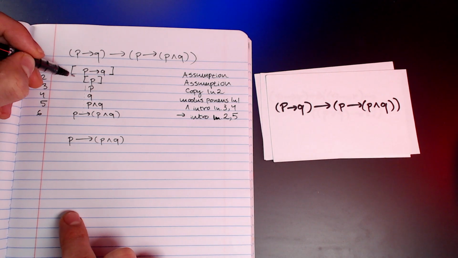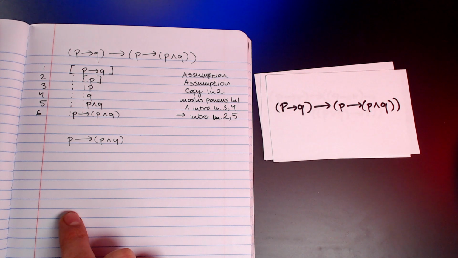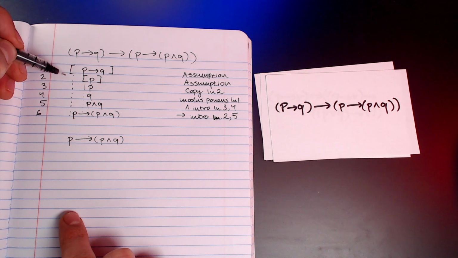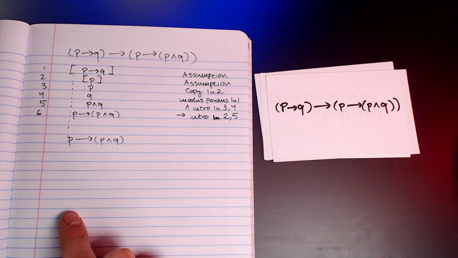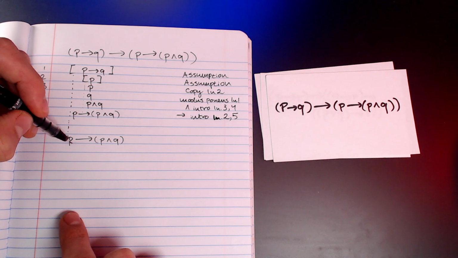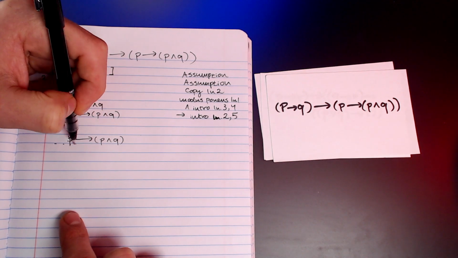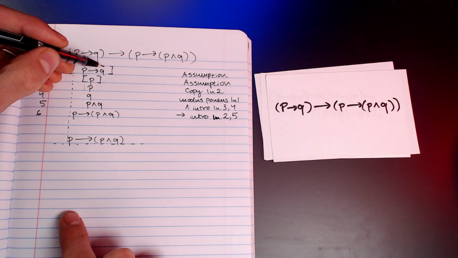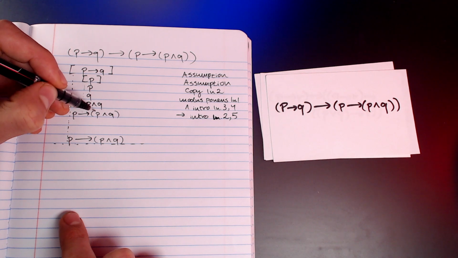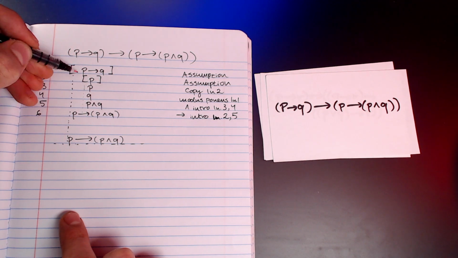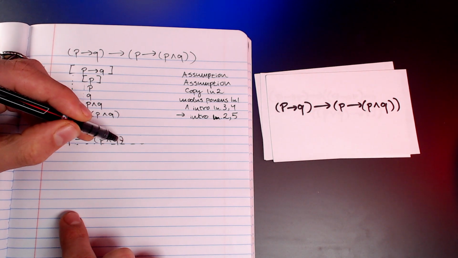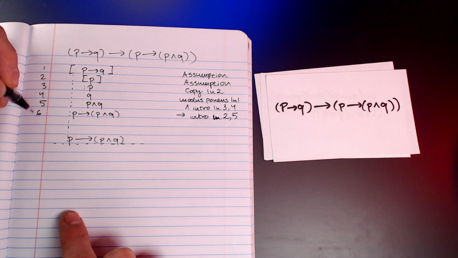Now what? We're under this assumption, and as you can see, we kind of already reached what we wanted, right? So we can say under this assumption that if P implies Q is true, we can derive P would imply P and Q. And from this P implies Q, we can derive that P implies P and Q is true. So this is number 6 and also number 6.